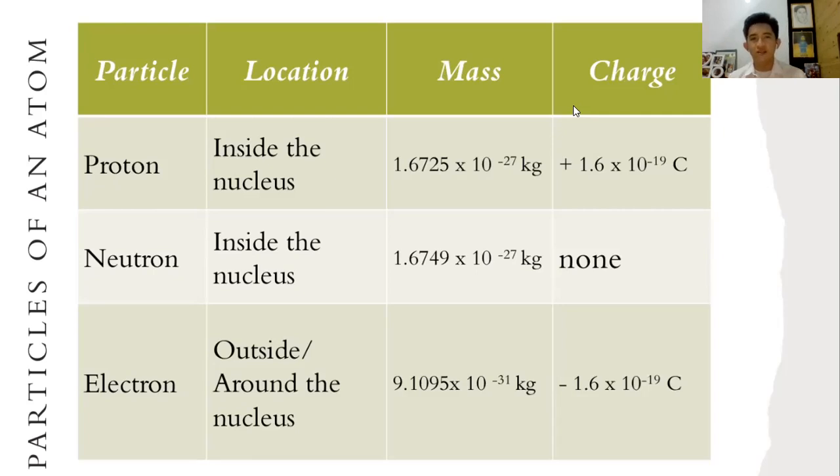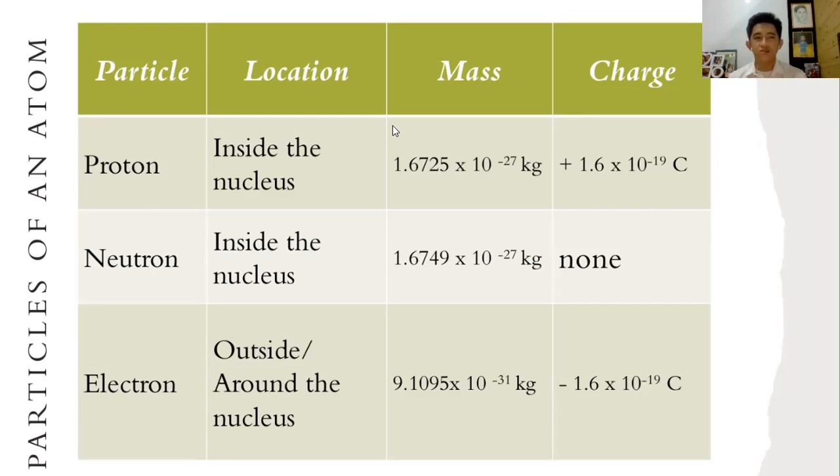While the neutron, on the other hand, has 1.6749 times 10 raised to negative 27 kilogram as its mass. But if we take a look, the charge of the neutron is none, while the charge of the proton is a positive 1.6 times 10 raised to negative 19 coulomb. This positive charge makes the nucleus a positive charge as well.